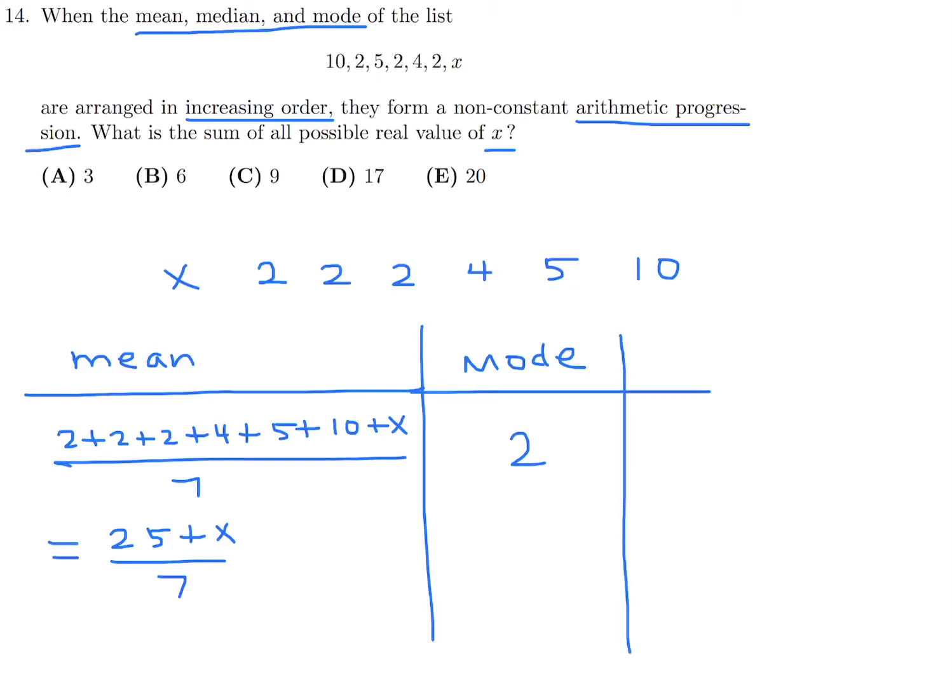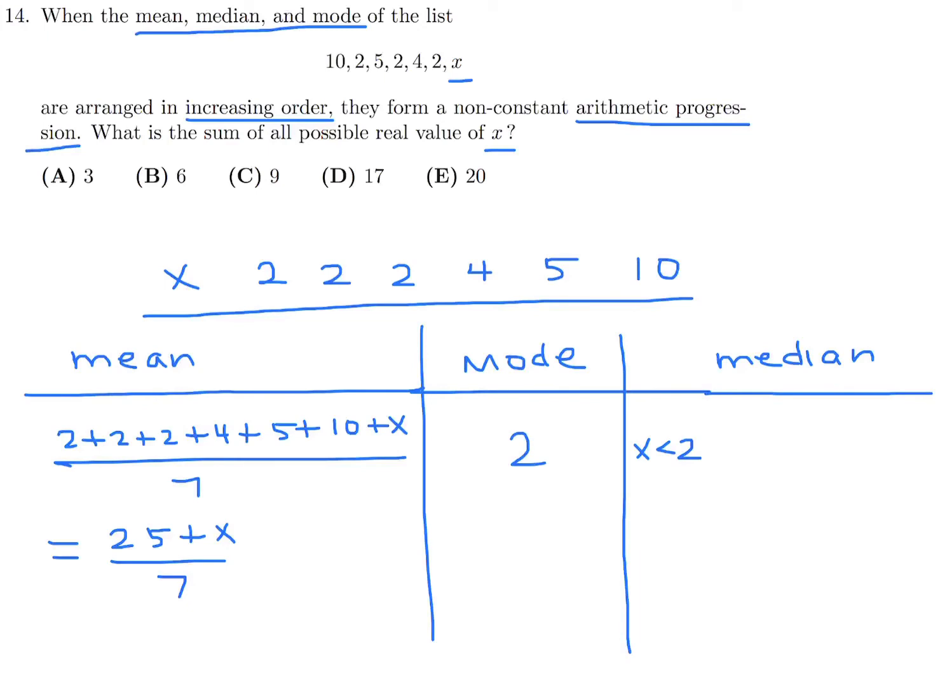Now let's turn our attention to the median. What is the median? Well, we don't know what is the value of x. So how do we figure out the median? Well, there's going to be different scenarios. The first is if x is less than 2. If x is less than 2, then the way I've written it is correct if I've written it in increasing order. And therefore the median is the middle value, so it would be this 2 right here. So when x is less than 2, the median is 2.